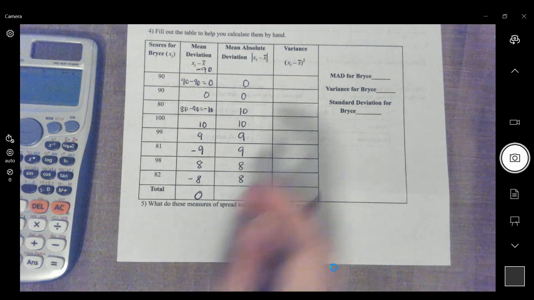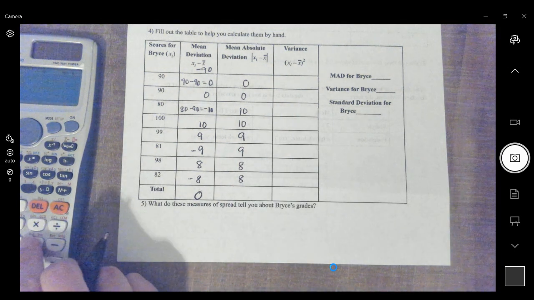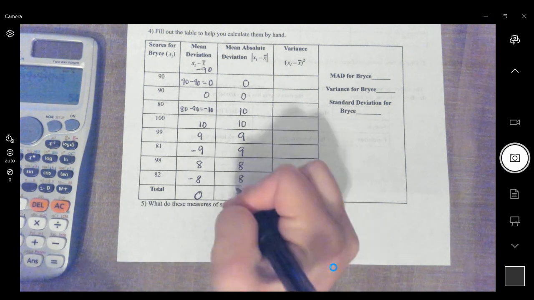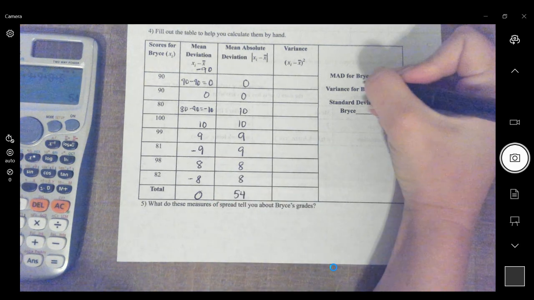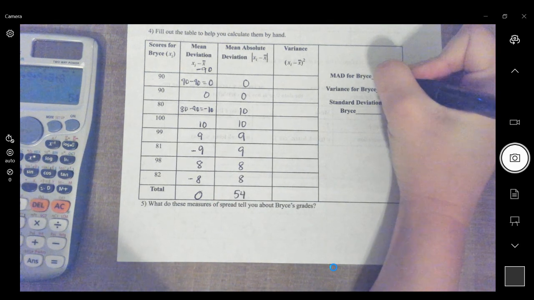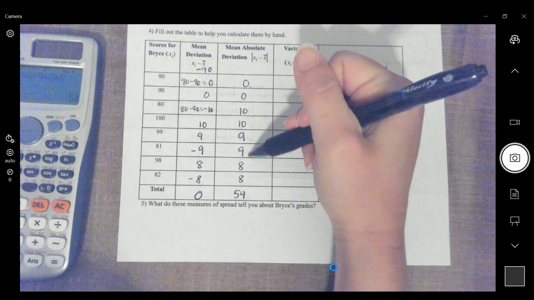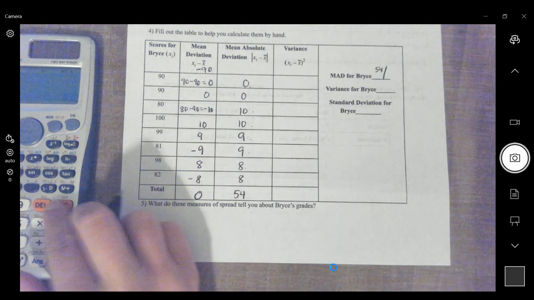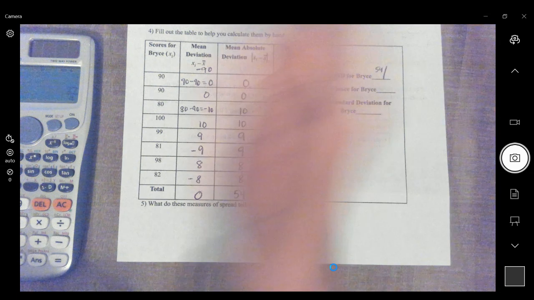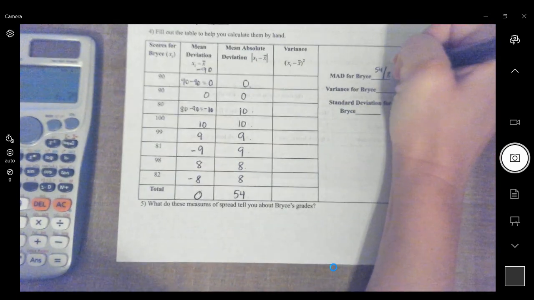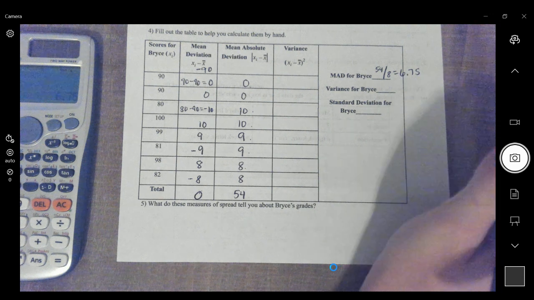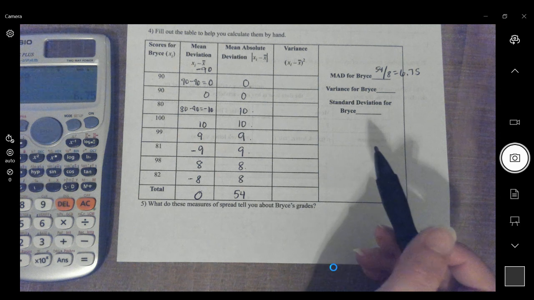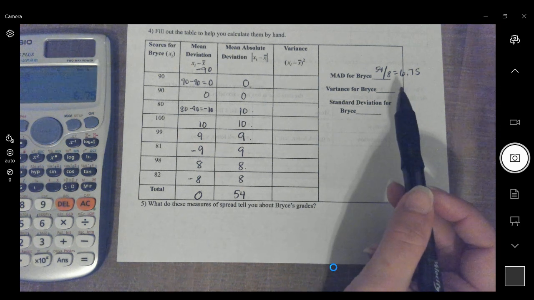Okay, and then we can add those together. So 10 plus 10 plus 9 plus 9 plus 8 plus 8 gives me 54, which is going to help me find my MAD. So I would do 54 divided by 8, which is 6.75. And the decimals are fine because it allows us to compare two different calculations. These will definitely be decimals most of the time. Okay, so that's our mean absolute deviation.